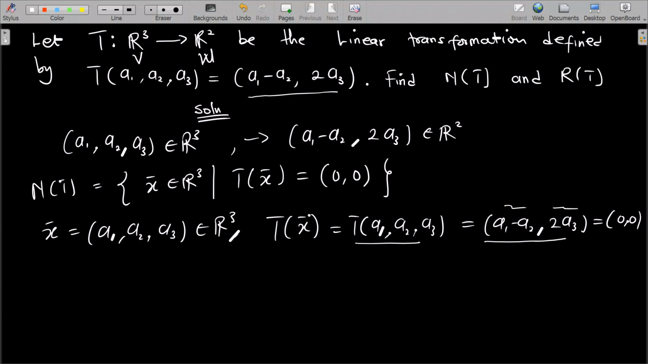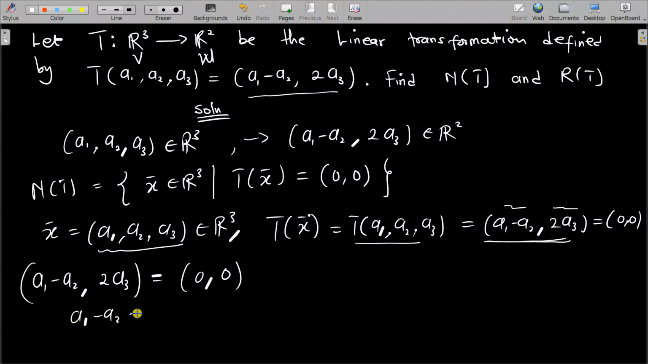For any arbitrary x I pick, I know how x is defined in R3, and I know how the transformation will be. So I want to make sure that this transformation, (a1 minus a2, 2 a3), is equal to the 0 vector in R2. If two vectors are equal, the components are the same. So I have a1 minus a2 equal to 0: first component equals first component, so a1 is equal to a2. On the other hand, the second component should be the same as well, which means a3 is equal to 0. That is the only thing we can find from this transformation.